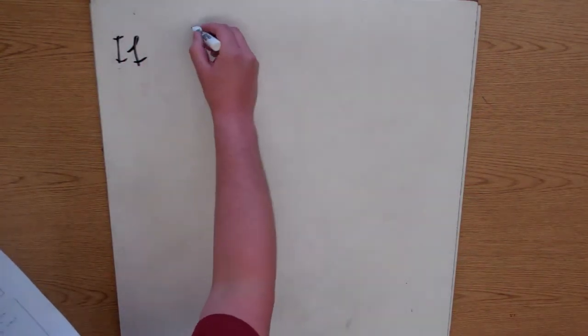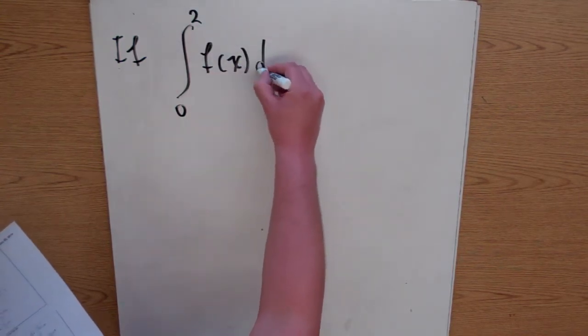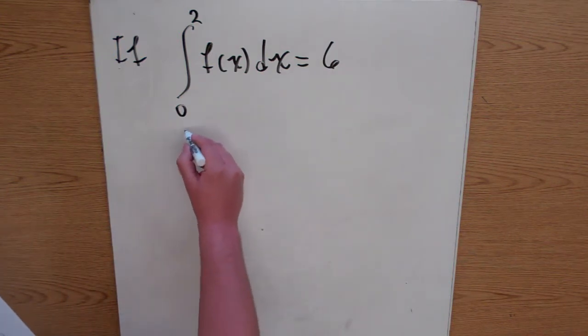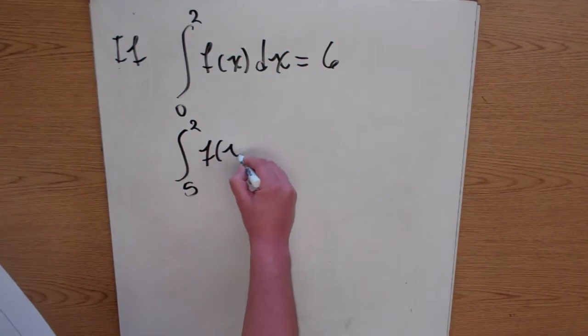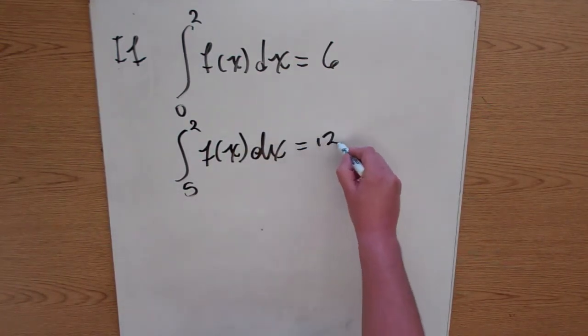All right. So, let's look at an example. Let's look at a different example. Say the integral from 0 to 2 of f of x dx equals 6, and the integral from 5 to 2 of f of x dx equals 12.